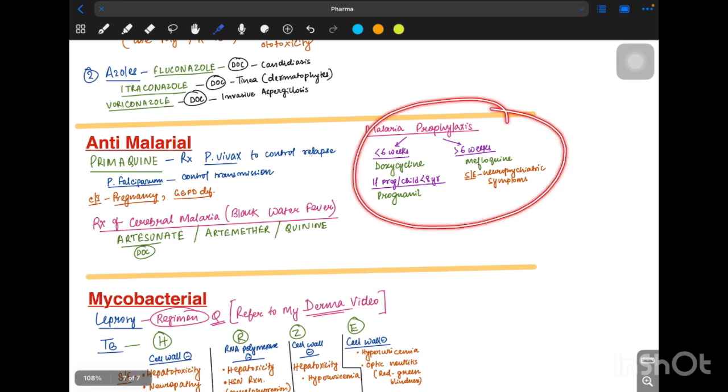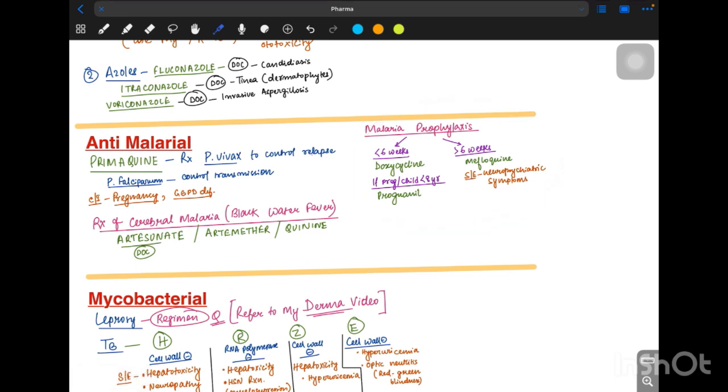Now, for malaria prophylaxis, you have to remember this. It is very important from your PSM point of view. Question will definitely come. So for malaria prophylaxis, if a traveler has visited India for less than 6 weeks, you have to give doxycycline. And if the traveler is pregnant or a child less than 7 to 8 years, we have to give proguanil.